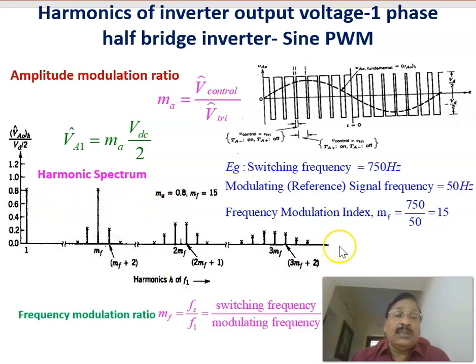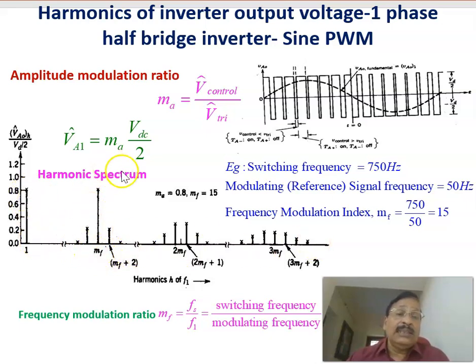The harmonics are centered at high frequency, that can easily be removed by a low value of inductance or low value of LC filters. The size of the inductor required for filtering will be less, unlike the square wave inverter. In a square wave inverter, the low frequency components are there, like third harmonics, fifth harmonics, seventh harmonics, etc. In that case, you need a large value of inductance, or the size of the inductor will be more. But that is one advantage of sine PWM.